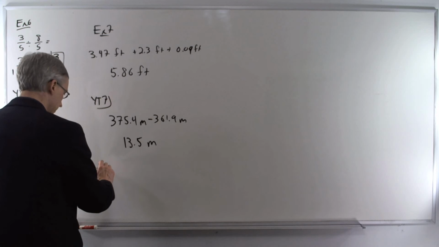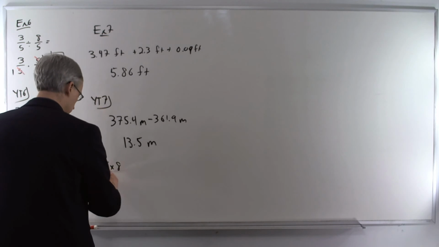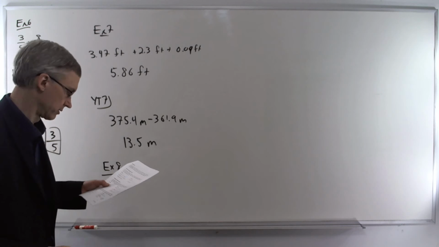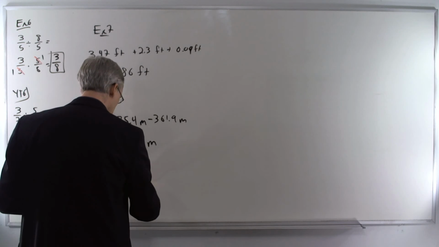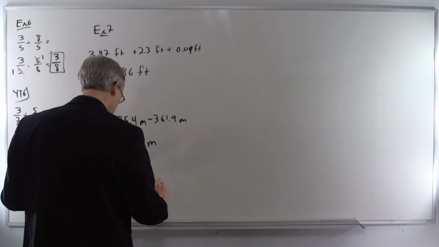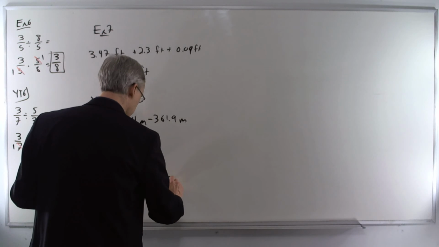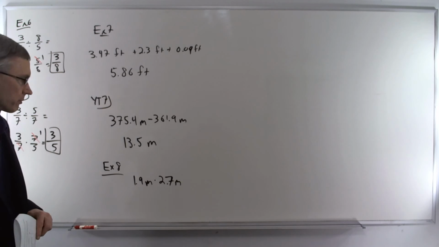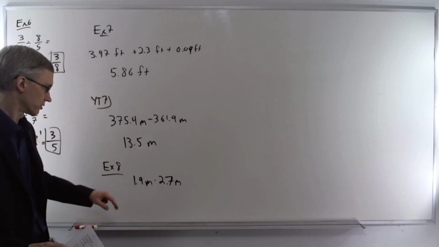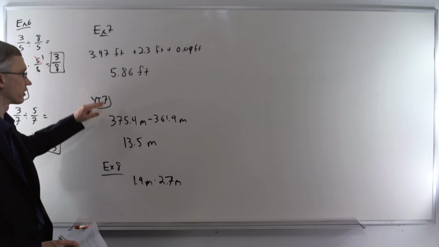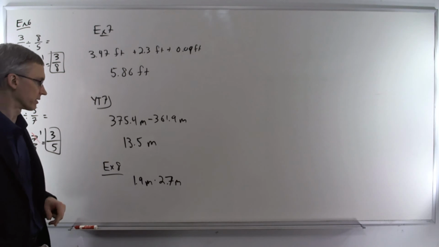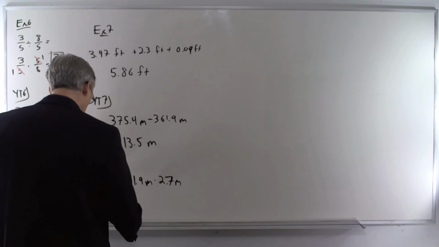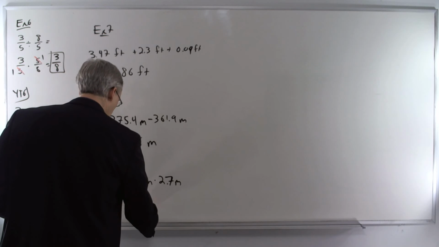So example 8, we're going to multiply 2 numbers with the same units. 1.9 meters times 2.7 meters. Now when multiplying, the units will change in the answer, unlike addition and subtraction where we got the exact same units. So we're going to multiply the numbers, 1.9 times 2.7. That gives us 5.13.